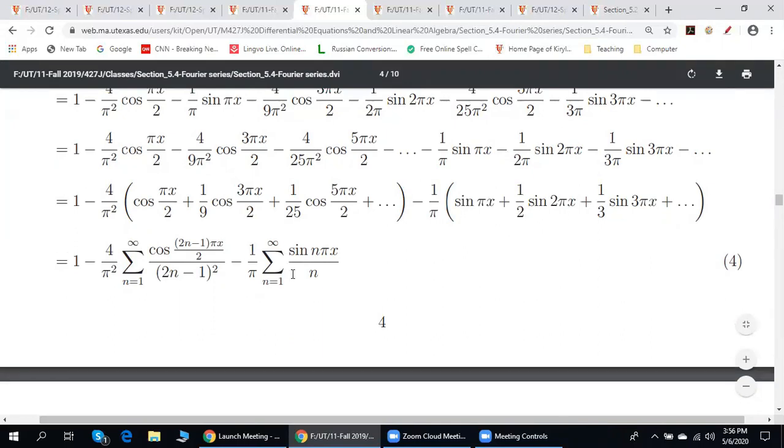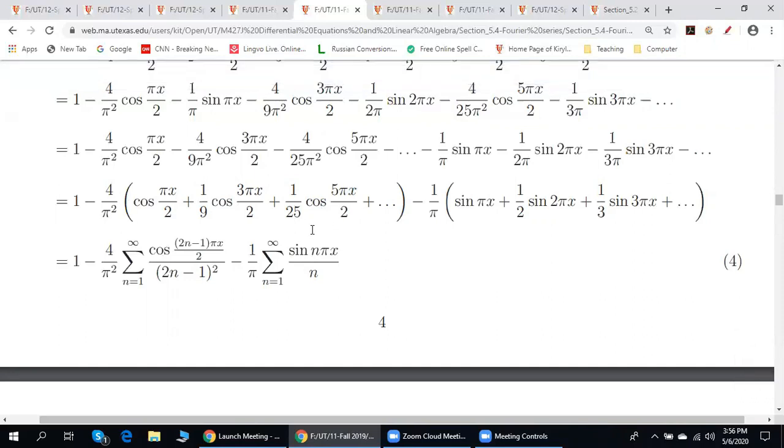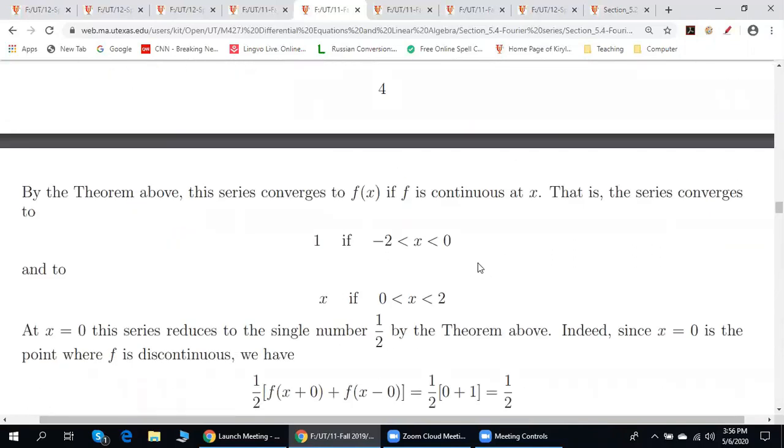So if we use sigma notation, the top is sine of n pi x over n. Over here, 9, 25, and so on. These are squares of odd numbers. It's exactly what we put here: 2n minus 1, (2n minus 1) squared. This is our Fourier series.